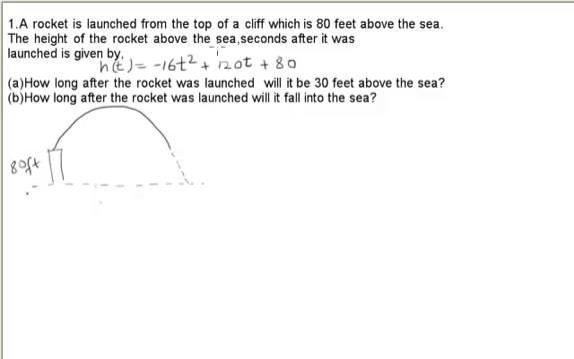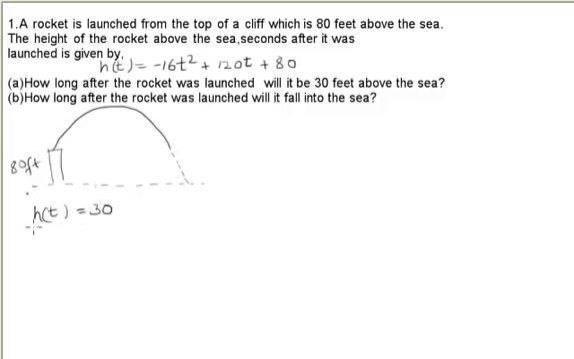The height of the rocket above the sea t seconds after it was launched is given by h(t). h(t) is the height of the rocket after t seconds. How long after the rocket was launched will it be 30 feet above the sea? It means the height h(t) is given as 30 feet.